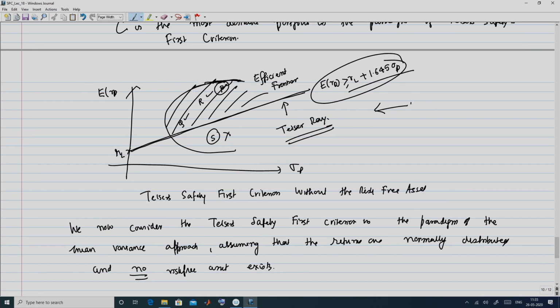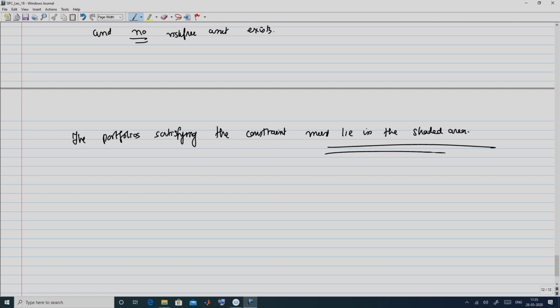So, I can now make the following statement in the context of this picture: the portfolios satisfying the constraint given by the Telser's criteria must lie in the shaded area. The reason is that this entire area gives the opportunity set or feasible set, and amongst those you can only choose the ones that lie above this Telser ray. So you can only consider those lying in the shaded area, which is between the constraint and the opportunity set.